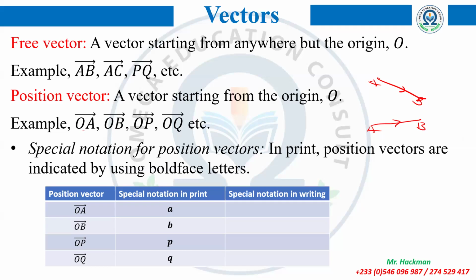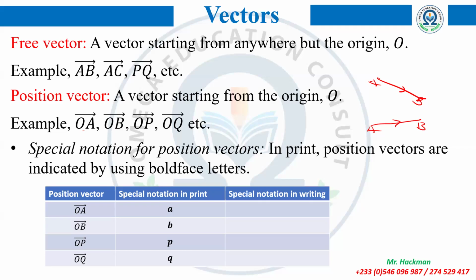Let me say it again. Anytime you are reading any math literature and you see a small letter in bold, especially if you are reading vectors, you should know that that letter is representing a vector. It is a special vector, which will be a position vector. So it is a special notation for a position vector.